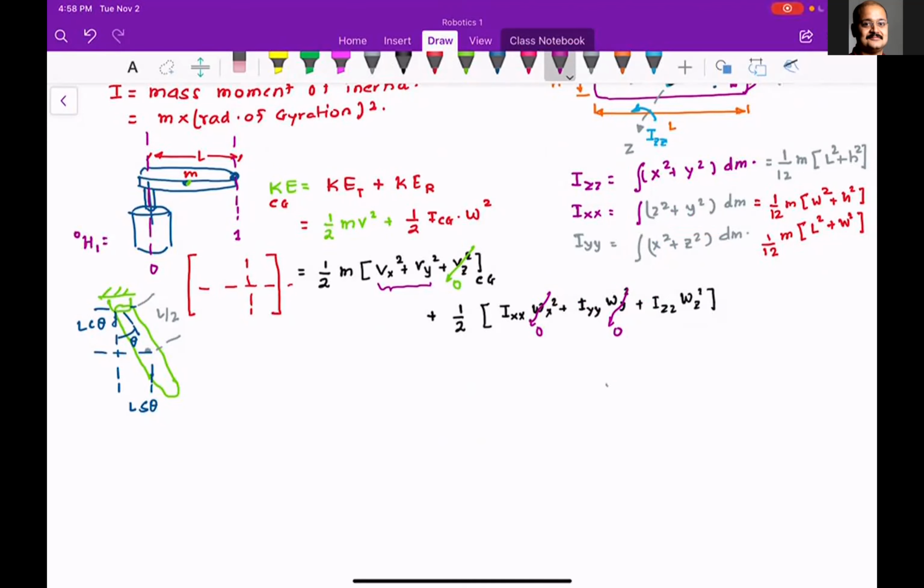Yes. But 0H1 is going to relate axis 0 to axis 1. But our center of mass is not at axis 1. It is somewhere halfway in between, right? So accordingly, I need to change these values over here. Does it make sense? Everyone understood this? If you don't, please stop me and ask.